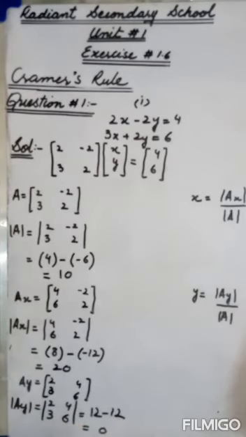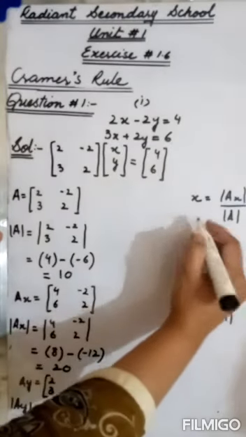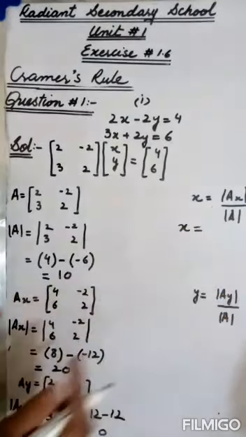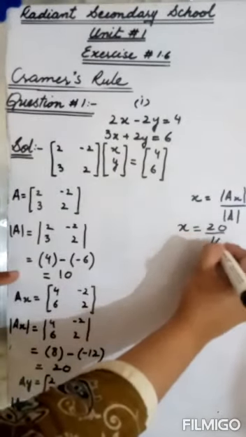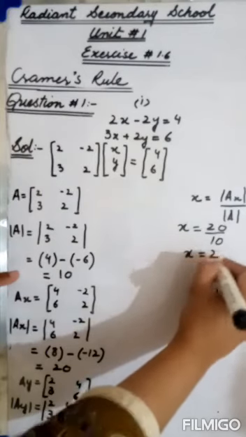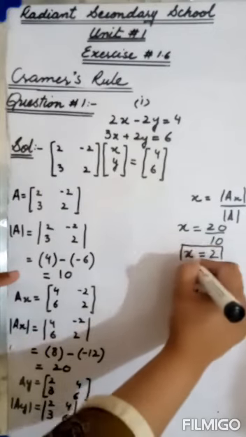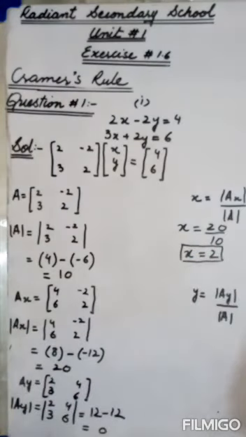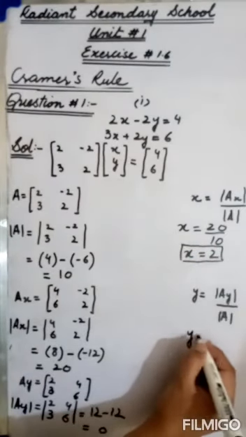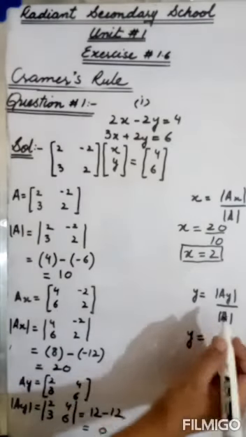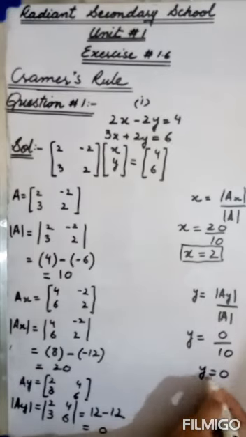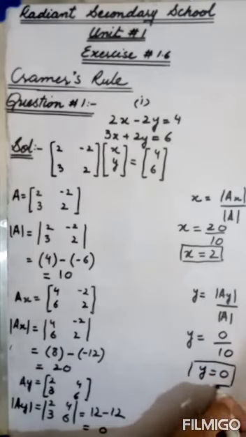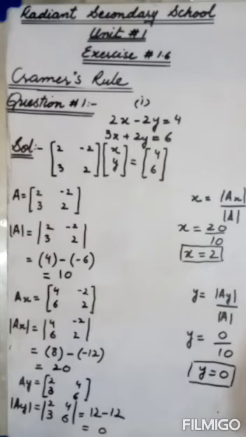Now we have all the values: determinant of A, determinant of Ax and determinant of Ay. We will just put them in the formula. x is equal to determinant of Ax, which is 20, divided by determinant of A, which is 10. 20 by 10, x is equal to 2. And we had the same value in the previous question. And now we will put in the values for y. Determinant of Ay is 0 and determinant of A is 10. So y is equal to 0. Now you can see that in both methods we have the same answer.